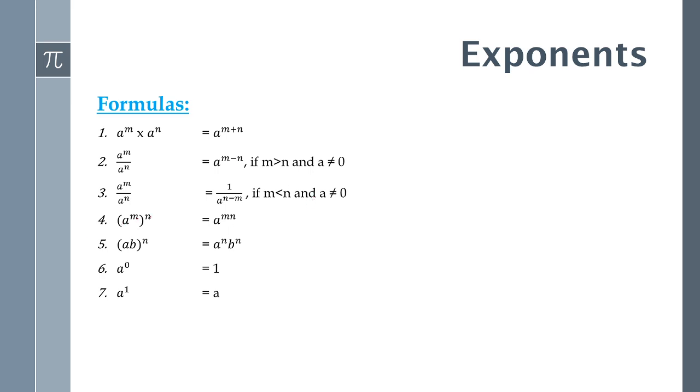A to the power of m to the power of n is a to the power of mn. a b to the power of n is equal to a to the power of n and b to the power of n. A to the power of 0 is equal to 1. A to the power of 1 is equal to a. These are the 7 formulas. In each and every formula we have a. In the place of a, it may be a by b also, means it may be in fractions also.